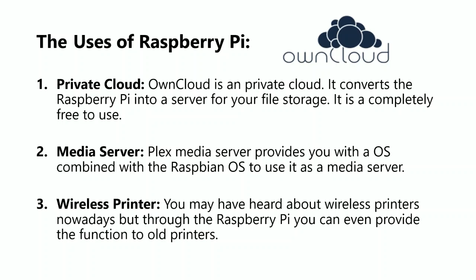ownCloud is software which you can install on your Raspberry Pi, which converts it into a server. And when you connect it to the internet, you can access it throughout your home network. And if you have a static IP, then you can even increase the functionality to throughout the world. So basically it's a best use, I guess so.